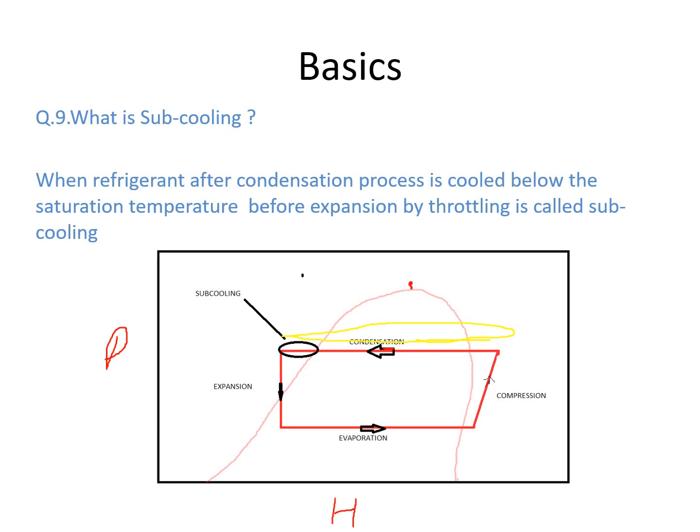So when the refrigerant after the condensation process is cooled below the saturation temperature and before expansion, this is the expansion process, it is called subcooling. This particular region is called subcooling. Generally, in many condenser coils they keep extra space for subcooling, so before expansion they will subcool. Again, summarizing: when refrigerant after the condensation process is cooled below the saturation temperature before expansion by throttling, it is called subcooling. Okay, let's go to next.